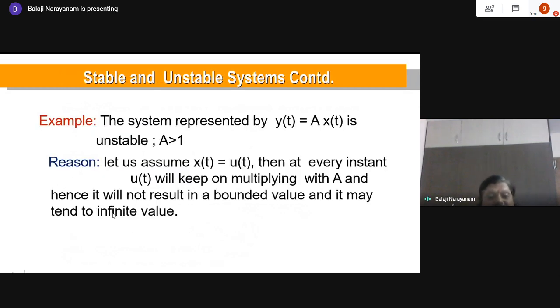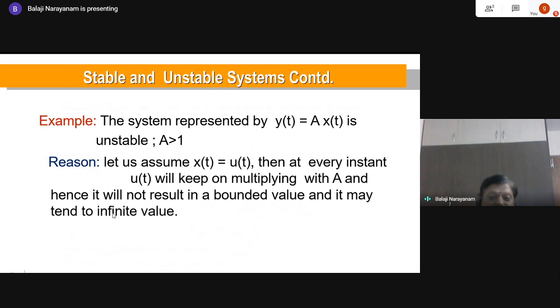Now, we will take an example. Suppose the system representation equation is given by y of t is equal to a into x of t. We may say readily this system is unstable. Now, let us examine why we are saying it is an unstable system. If you consider the case where a is greater than 1, and you assume that x of t is a unit step function. Just now we discussed u of t is equal to 1 for all t greater than 0. So let us assume that x of t is u of t.